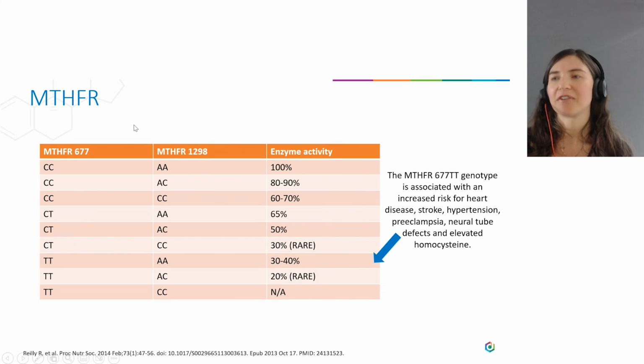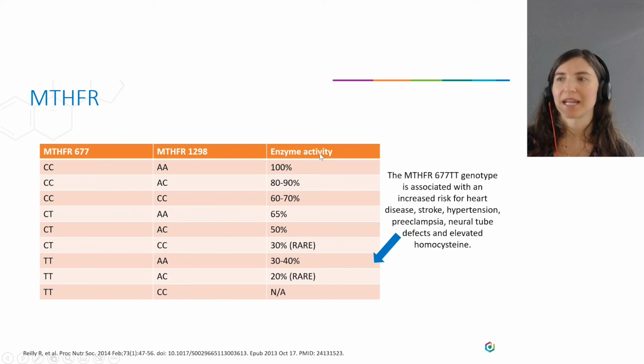And the MTHFR, we can look at the SNPs here. And the SNPs, so what does SNP stand for? Single nucleotide polymorphism. So the SNPs that are most common that we look at for MTHFR, where there can be issues in slowing down enzymatic activity, is the 677. This is just the place where you find it in the gene. So the 677 and the 1298.